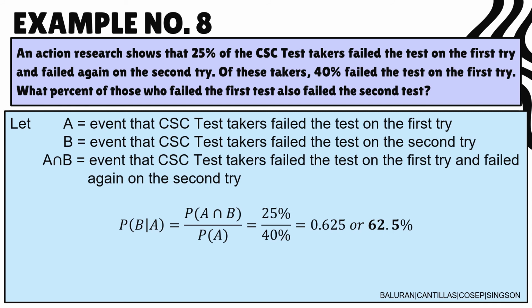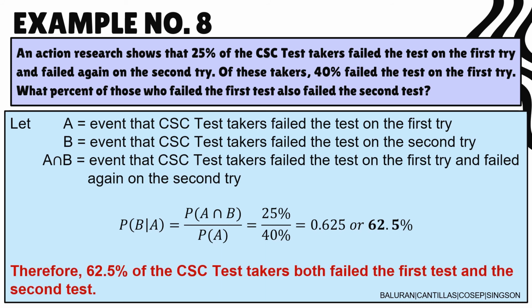So we will be using this formula. The probability of event B given A is equal to the probability of the intersection of events A and B divided by the probability of A. And that is equal to 25% divided by 40%, which is equal to 0.625, or in percentage, 62.5%. Therefore, 62.5% of the CSE test takers both failed the first test and the second test.